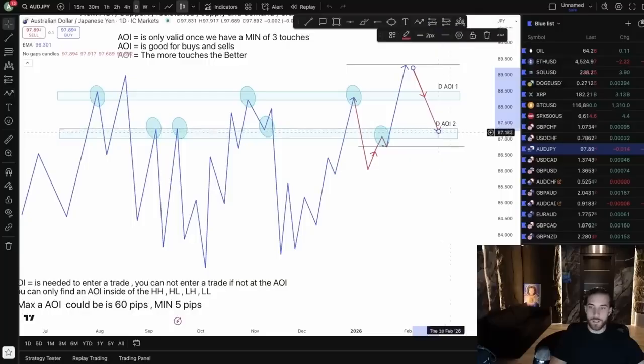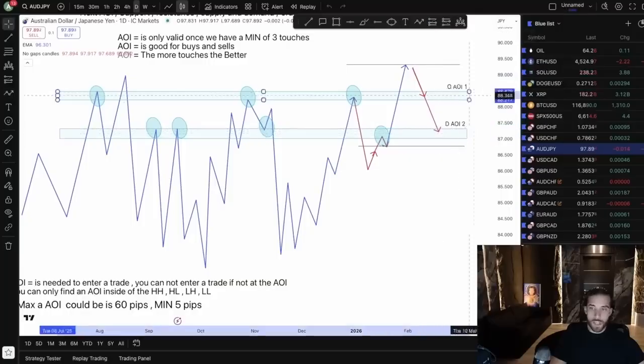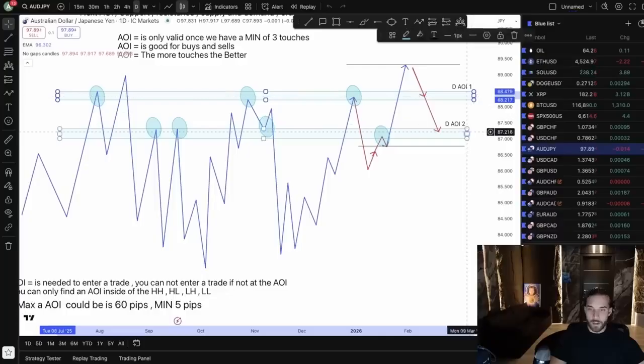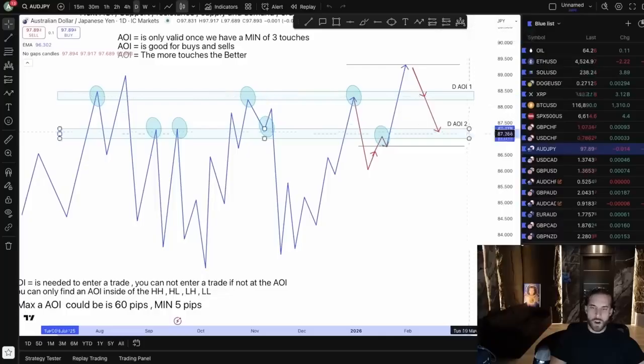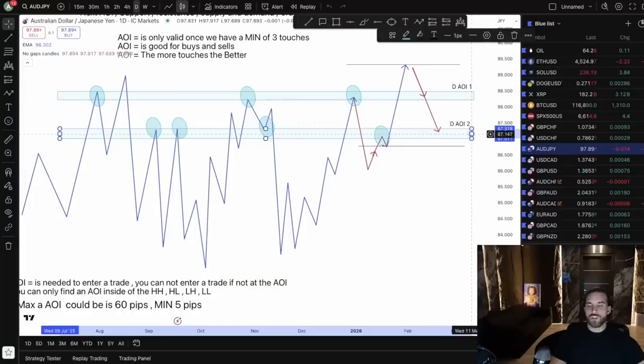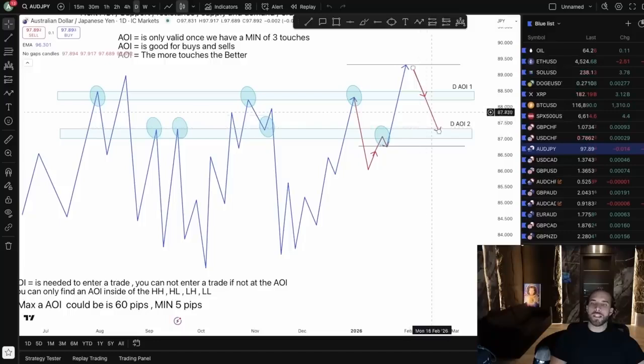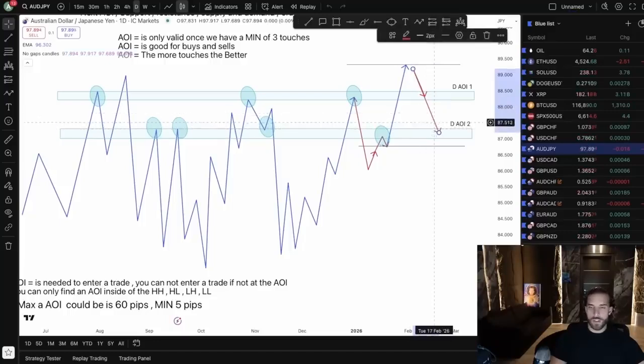One of these areas of interest could do it, or none of them. This area of interest right here, area of interest number 1, is not stronger than area of interest number 2. Area of interest number 2 is not stronger than area of interest number 1. Obviously, if it has more touches, it's supposed to be stronger. But that doesn't mean that I would prefer to enter the trade at area of interest number 2 rather than area of interest number 1. They're both equally as much respected to me personally.